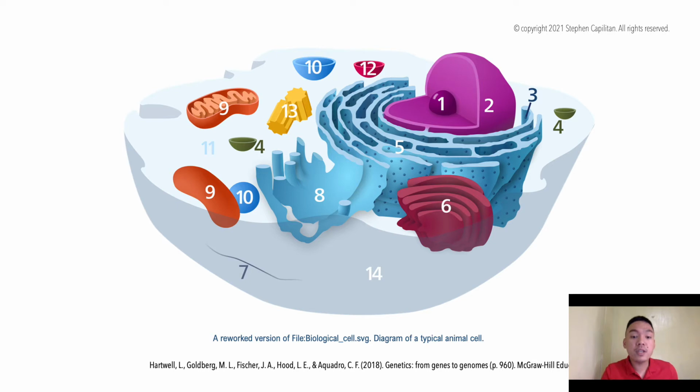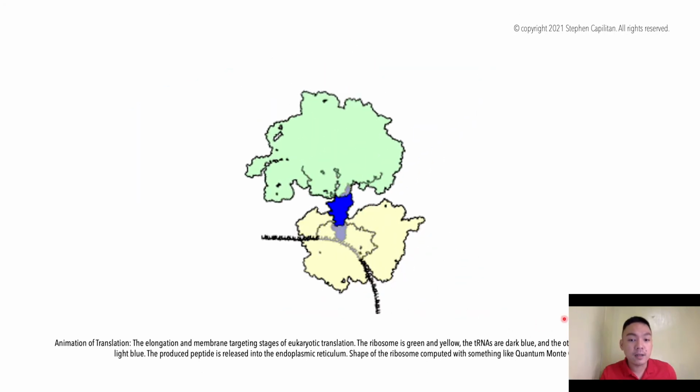Let's see the overview of your animal cell, or the diagram of a typical animal cell. You'll see here we have the nucleolus, the nucleus, and this is your rough endoplasmic reticulum because it is studded with ribosomes. And these number 3 here are your ribosomes. They are the sites of protein synthesis. Ribosomes could be studded in your endoplasmic reticulum, or they could be free floating in your cytosol or your cytoplasm. So this is a process of your translation.